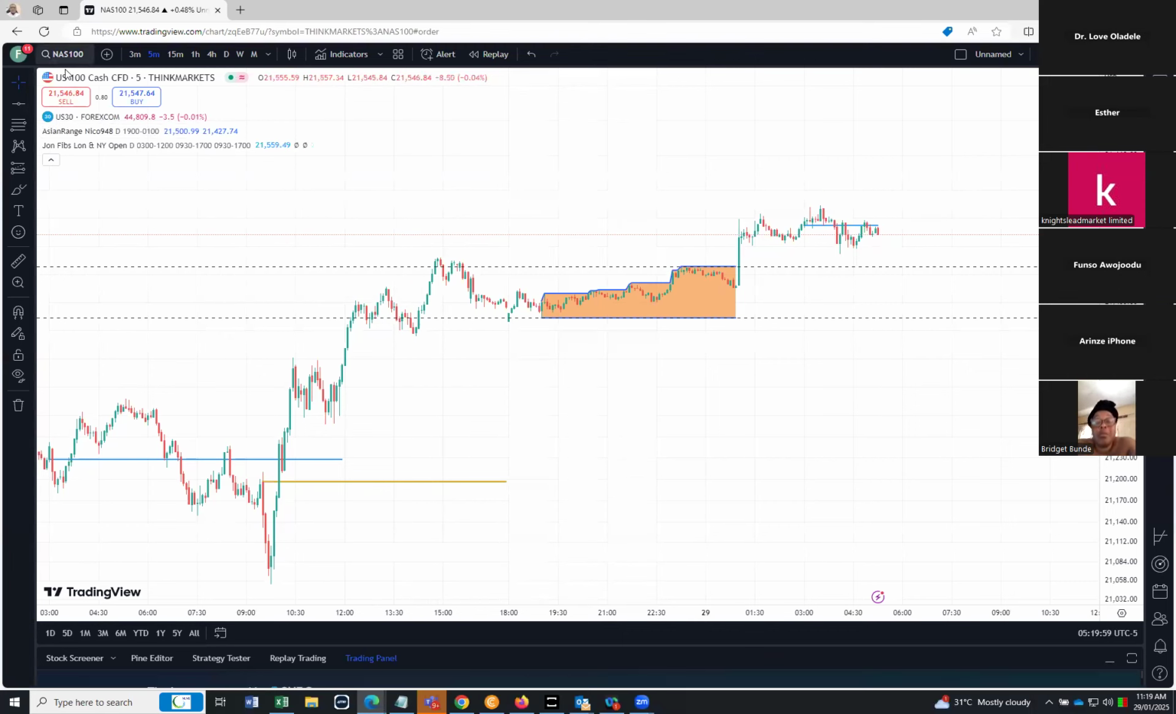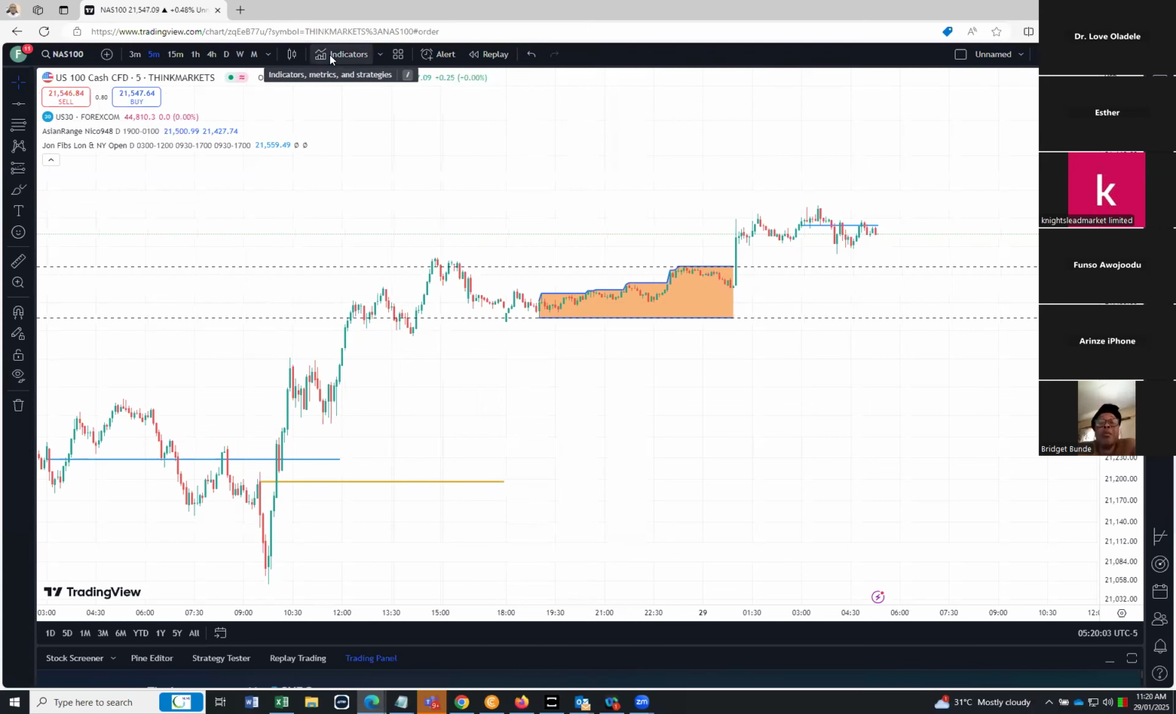So what did you click? Did you click indicators? I'm not sure if that is the one because it didn't really bring any symbol out. I need to know what you are clicking exactly because I'm trying to look at my phone too. Can you share your screen if you are using your phone? Okay, let me share.